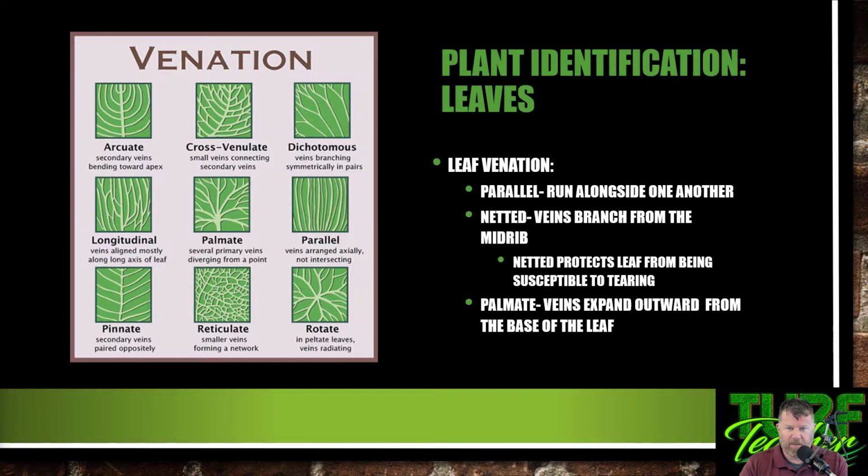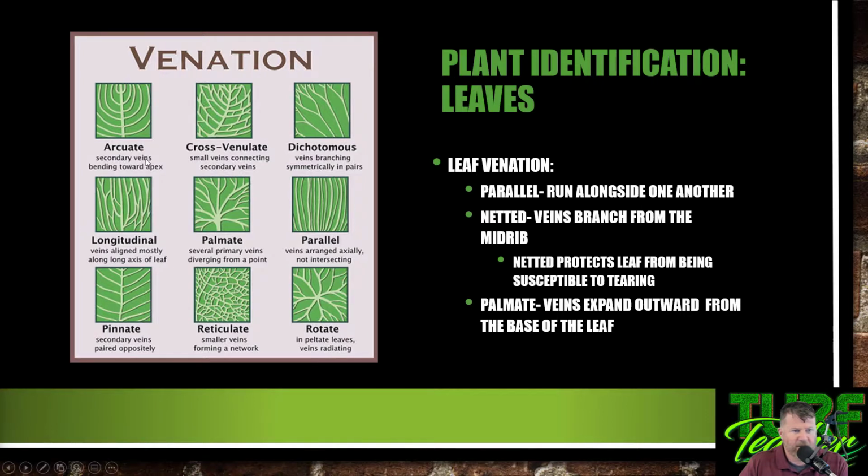Here's the venation, leaf venation. They're either parallel, running alongside one another, or they're netted. The veins branch from the midrib. Netted protects the leaf from being susceptible to tearing, and then palmate, the veins expand outward from the base of the leaf. And here are different venations.